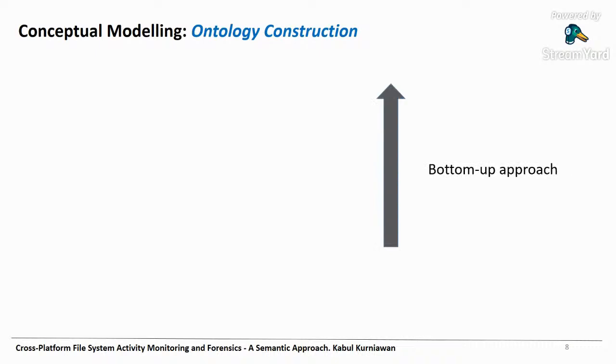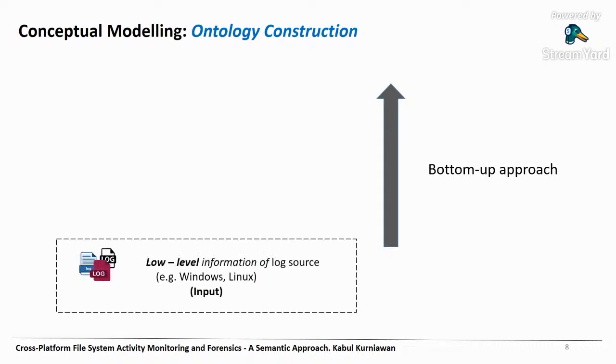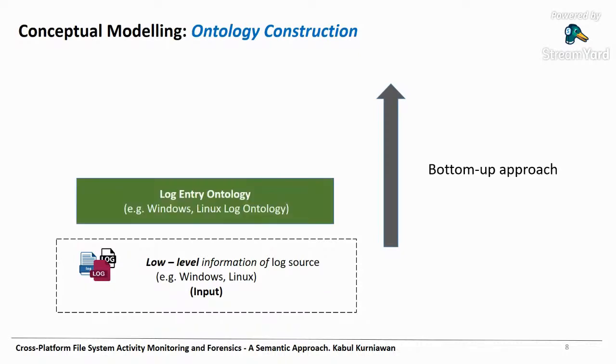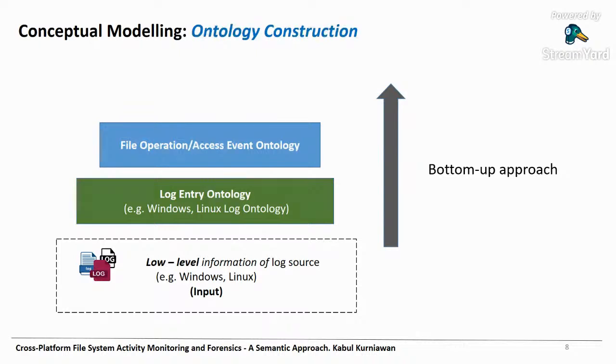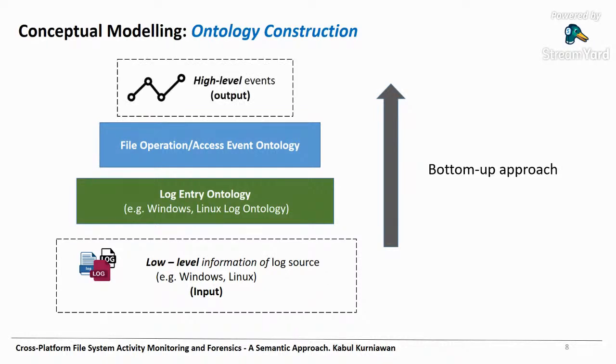We followed a bottom-up approach, starting from the low-level information from the log sources, with the goal to choose and collect the appropriate terms directly from the source of evidence, such as users, hosts, files, and etc. And on the low level, we define a vocabulary or ontology to represent information on micro-level operation for both Windows and Linux log sources. And on the high-level file operation event, we model a generic vocabulary to express higher-level events, such as created, modified, copied, rename, and delete event derived from the low-level event. And in the end, we will have a high-level event as an output.